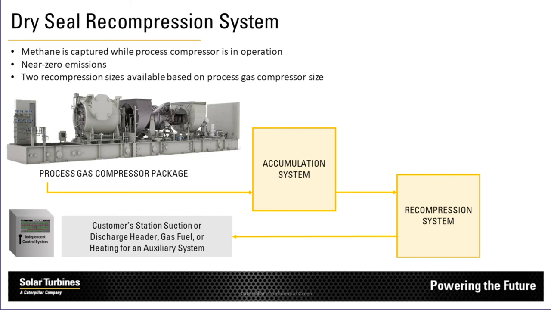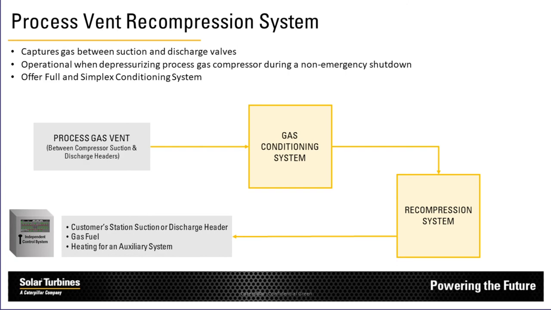Now, addressing the blowdown applications, we took the dry seal recompression system and upscaled it here. We focused on reducing the amount of time it takes to take a very large quantity of gas and decompress it to a pressure below 30 PSIG. This is very beneficial during non-emergency applications, and we can inject the gas that's being pumped up, again, into a station suction or discharge header.